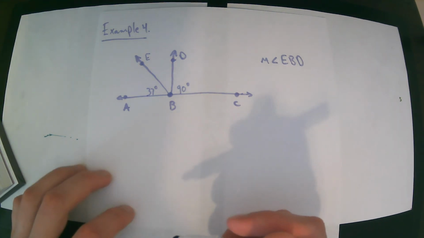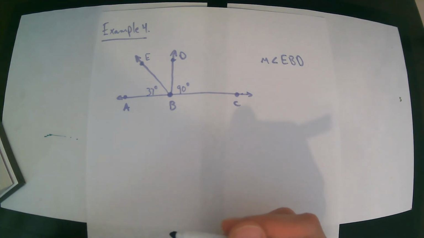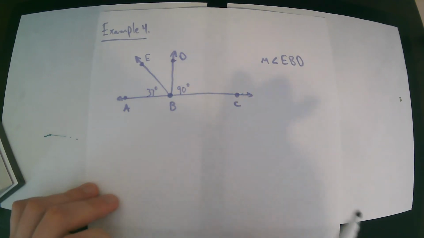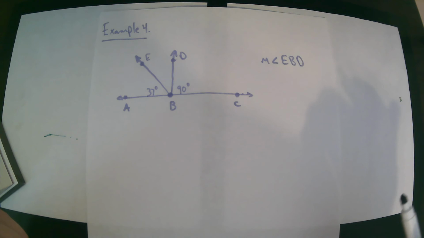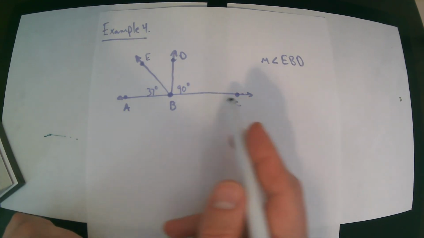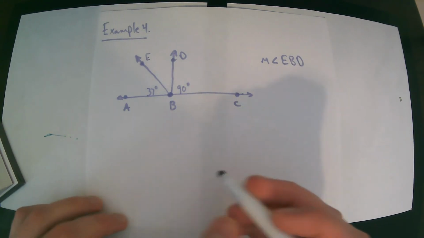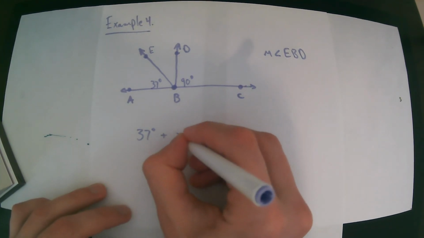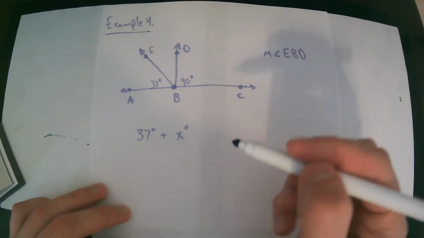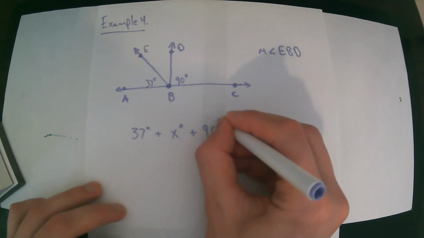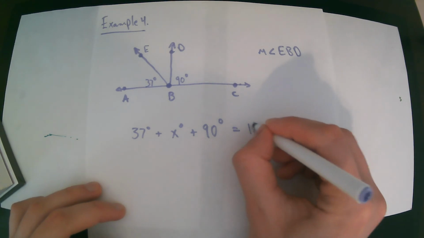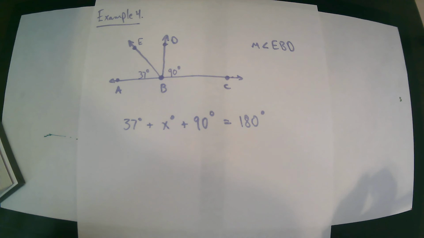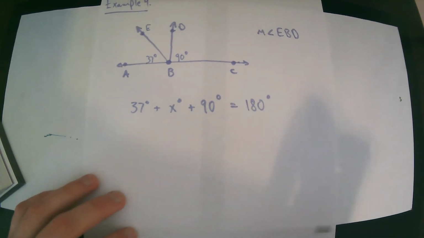A couple different ways we could think about this. We could think about the sum of all three of these angles adding up to 180 degrees, because together they would complete this straight angle. So we could say 37 degrees plus x degrees, so that's the unknown angle, plus 90 degrees should equal 180 degrees, and then we would solve for x.